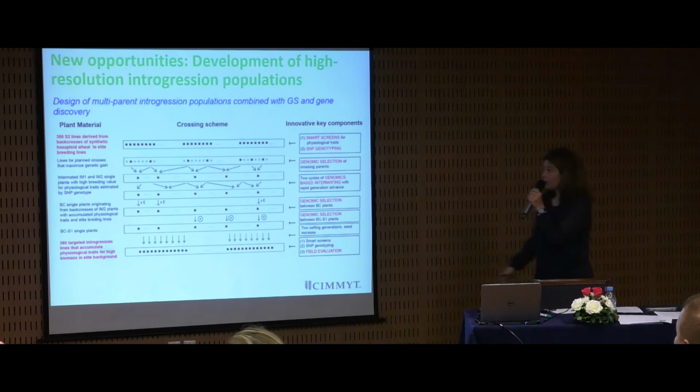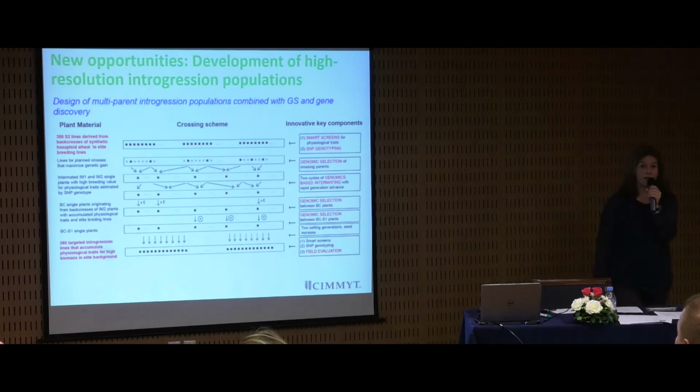Other new opportunities we have been thinking about, but unfortunately nobody seems to like it: can we generate this population again in a speed breeding background, and maybe use genomic selection to drive the crossing of this?